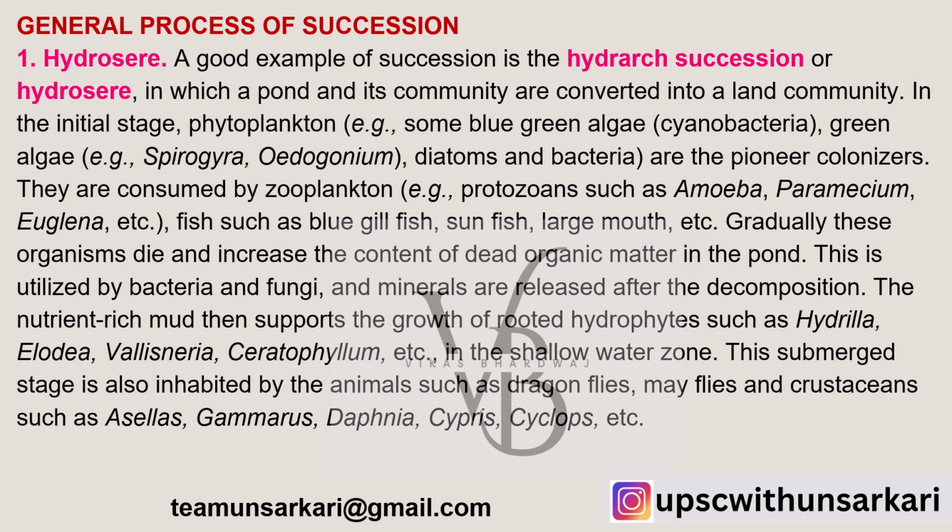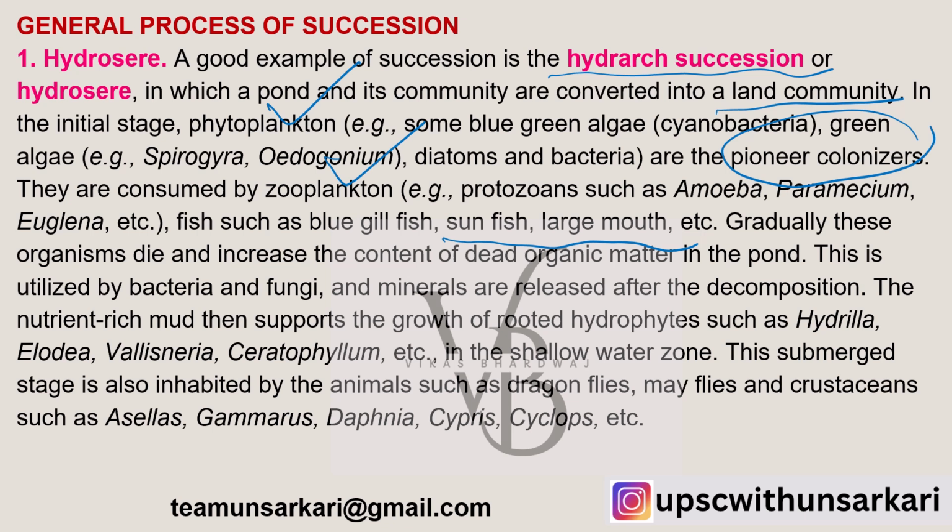So what are the general processes of succession? A good example of succession is hydrarch succession or hydrosere, which we have discussed just recently, in which a pond and its community are converted into a land community. So pond to land is happening. In the initial stage, what is happening? Phytoplankton, we know that. Some blue-green algae like cyanobacteria, green algae, for example Spirogyra or Oedogonium, diatoms, bacteria, are the pioneer colonizers. That is why without phytoplankton, the whole sea wealth will be gone. They are consumed by zooplankton like protozoans, amoeba, paramecium, Euglena, and fish such as bluegill, sunfish, largemouth bass, etc.